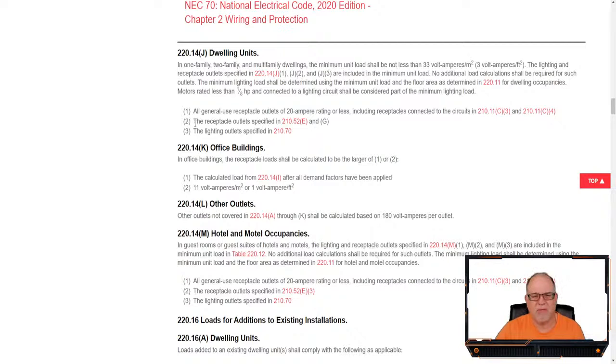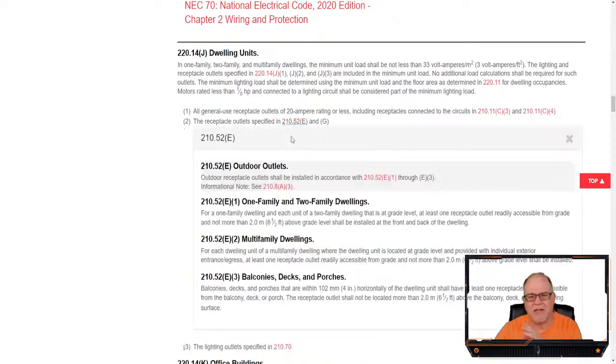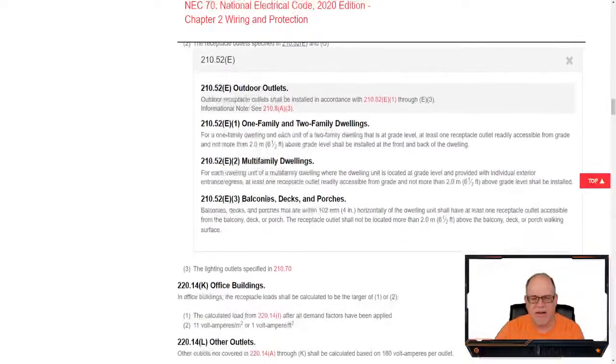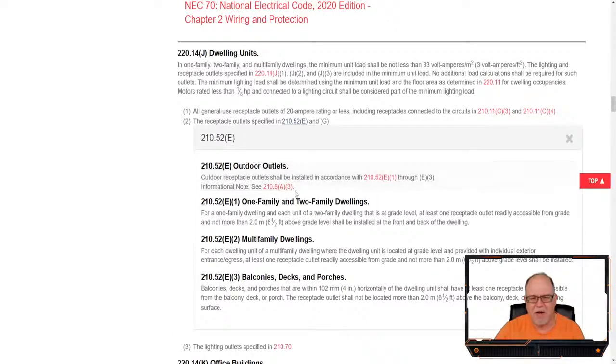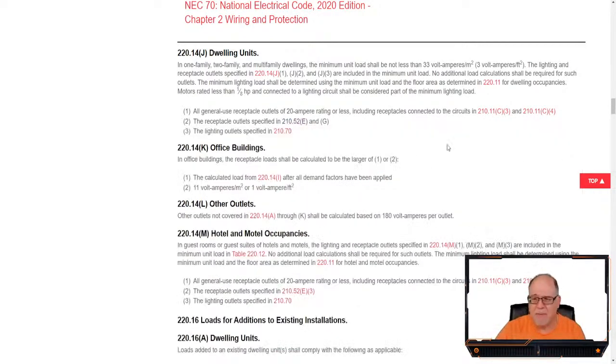Next, it goes on to say the receptacle outlets specified in 210.52(E) and (G). So the garage is taken care of. Those receptacles, the 210.52(E), are already taken care of. And if you want to look at those, we can go look at them. I can click 210.52 and you can see these are the outside receptacles right here. That's the one that you would have at the front and the back of a dwelling. Already taken care of in that 3 VA per square foot.